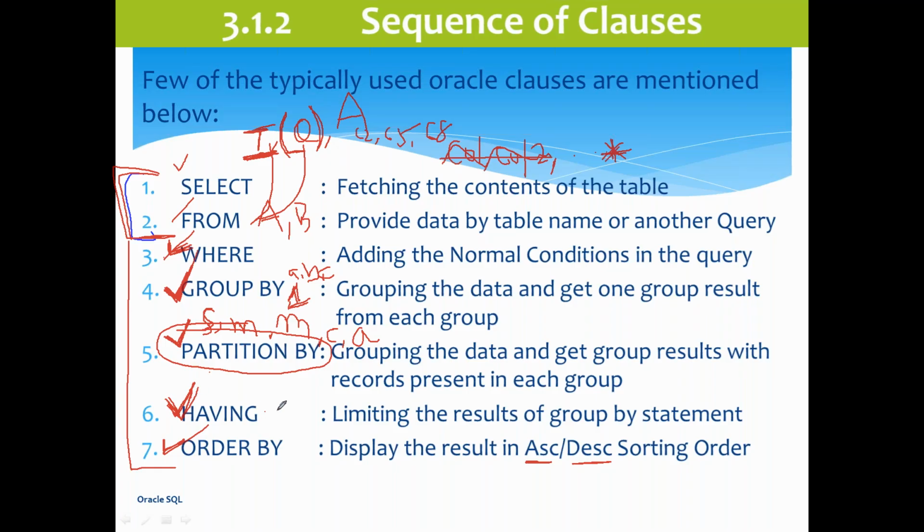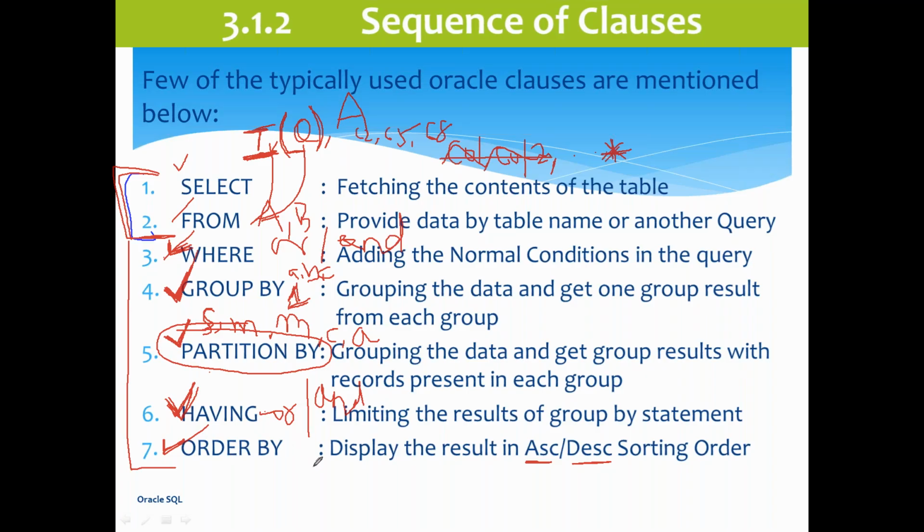Similarly, having also same thing. If you are giving multiple conditions, then or, and we have to use here, or otherwise and, based on the requirement. If either or both are required, then and. In where also or, and. Okay, so or and we'll cover in some other session.